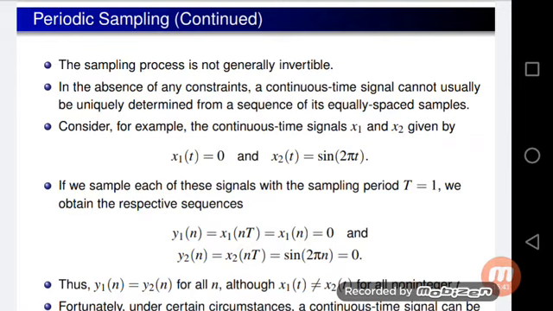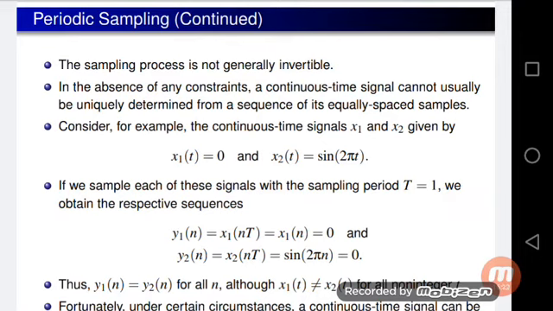And next one is periodic sampling. The sampling process is not generally invertible. In the absence of any constraints, a continuous time signal cannot usually be uniquely determined from a sequence of its equally spaced samples.